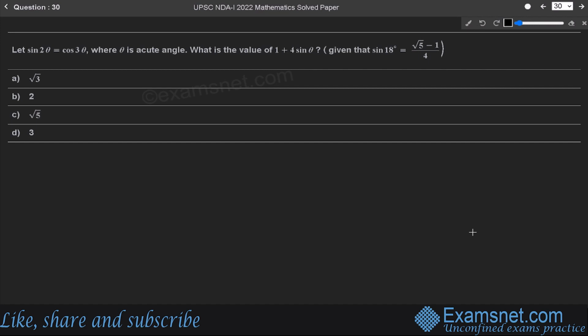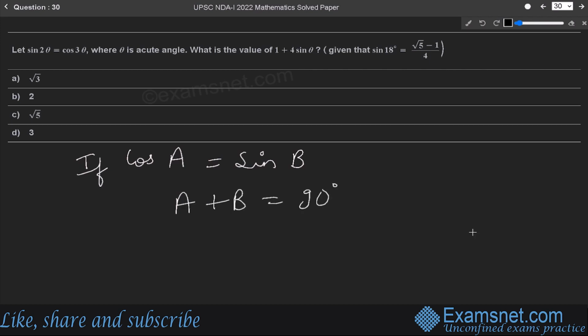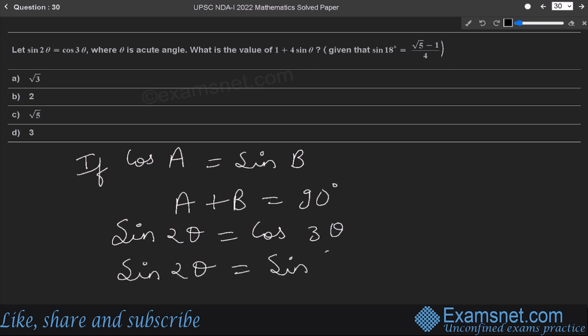But before that, let us understand a concept, which is: if cos A is equal to sin B, then A plus B is equal to 90 degrees. It is a very basic concept from the trigonometry part. So here we have sin 2θ equal to cos 3θ. We can write it as sin 2θ equal to sin (90 minus 3θ).